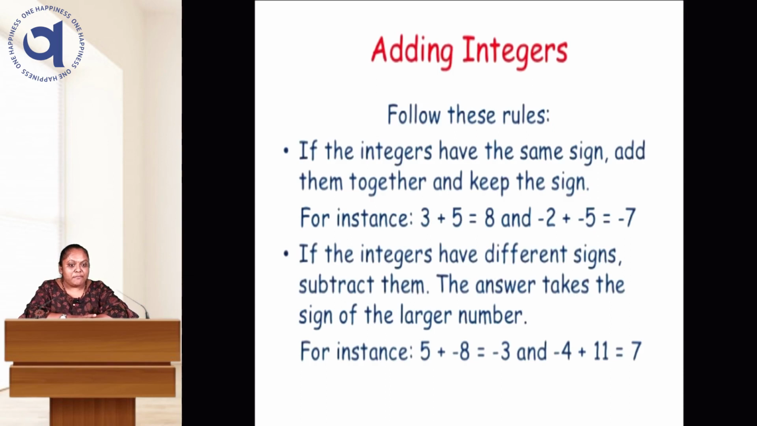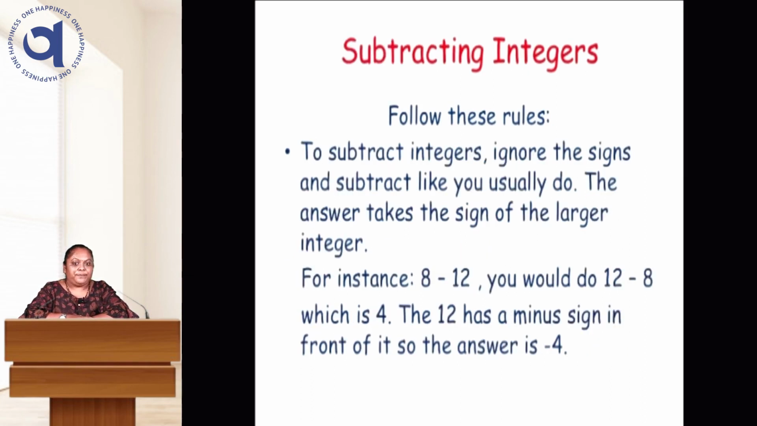So, that is -7. Now, if the integers have different signs, subtract them. The answer takes the sign of the larger number. Suppose 5 plus -8 is equal to -3 because -8 is the greatest number, and -4 plus 11 is equal to 7, means 7 is positive because 11 is a positive value. So, integers having the same sign, add them, and if the integers have different signs, subtract them.